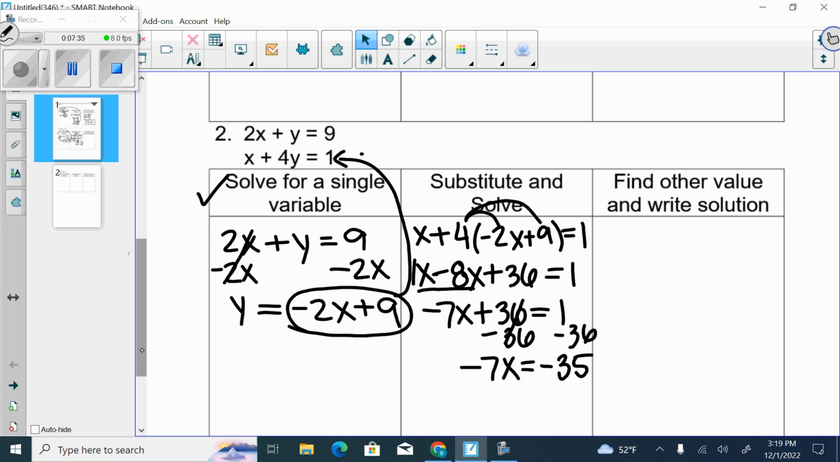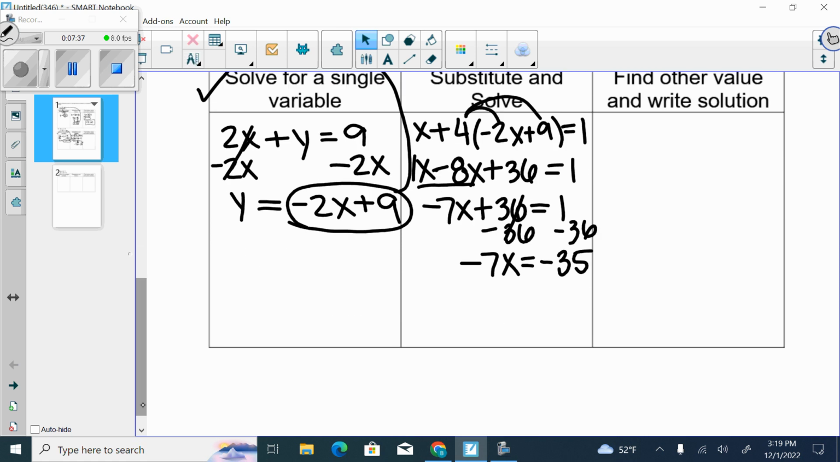All right, and then what should we do? Divide by what? Very good. And what is negative 35 divided by negative 7? So 2 negatives make it a positive 5. Very good. Okay. All right.